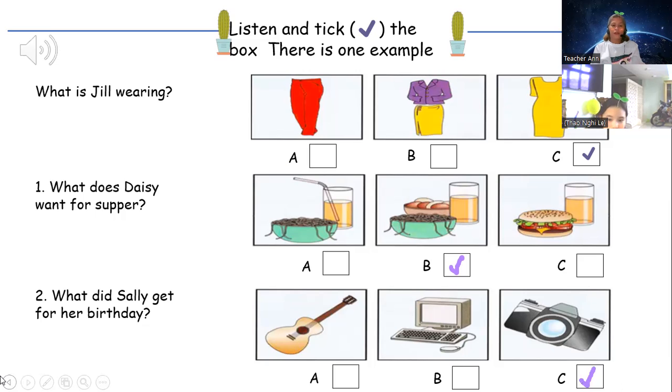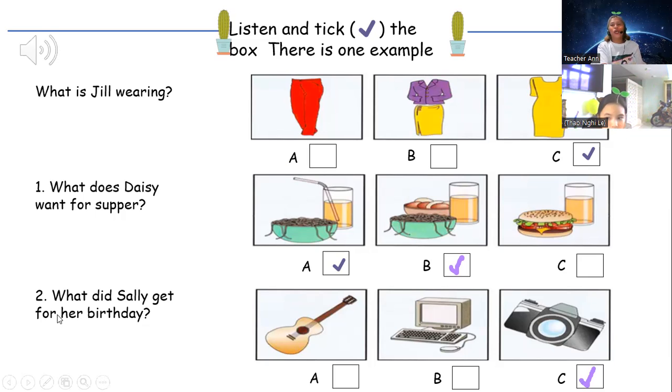Okay. Number one. Not yet? It's okay? Okay. What does Daisy want for supper? Okay, supper or dinner? You said it's letter? It's a B. Oh, it's letter A only. There is no bread. Bread or egg? I don't know what this is.